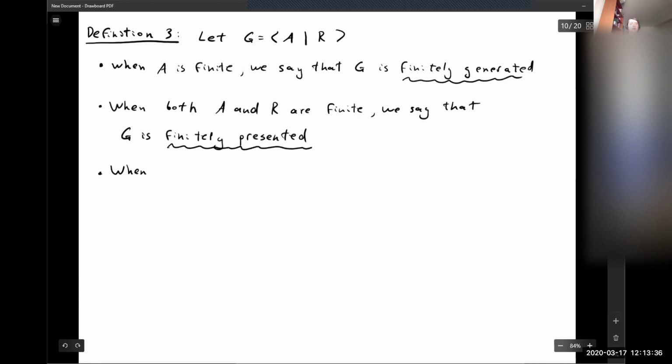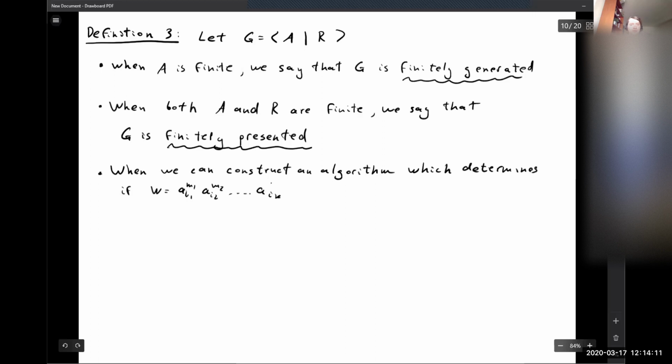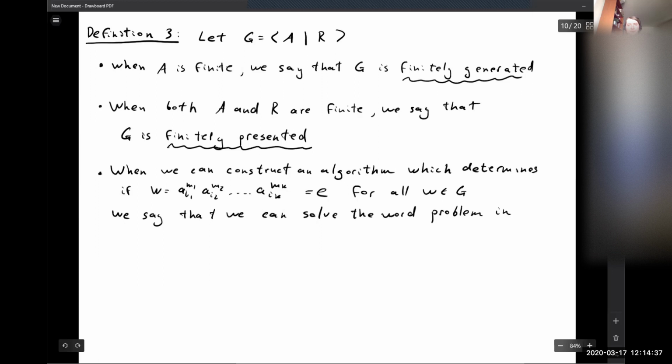Now, when we can construct an algorithm which determines if w equals a_{i1} to the m1, a_{i2} to the m2, ..., a_{ik} to the mk equals e, for all w in G, we say that we can solve the word problem in G.